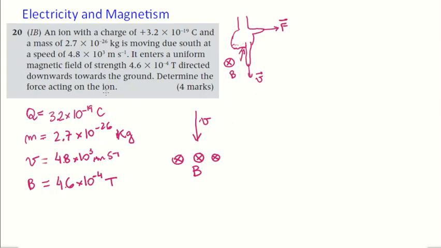Alright, so determine the force acting on the ion. We already know the direction. If this is south, this would be east. Now let's calculate the magnitude.